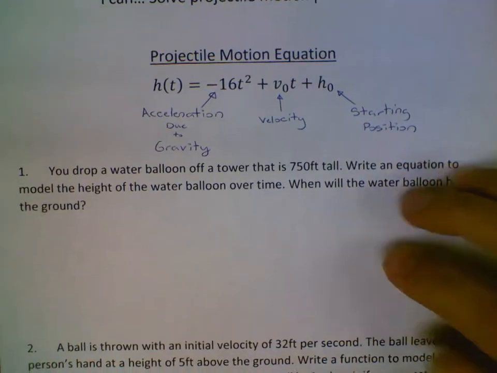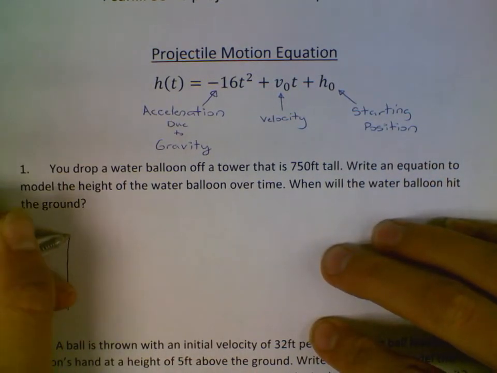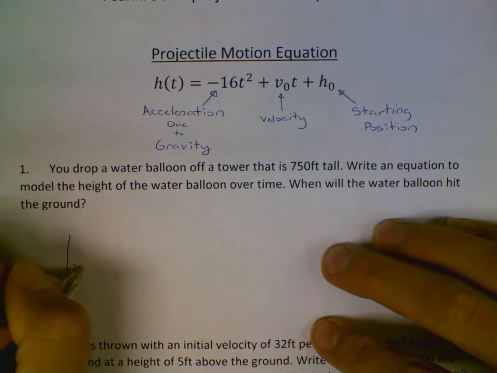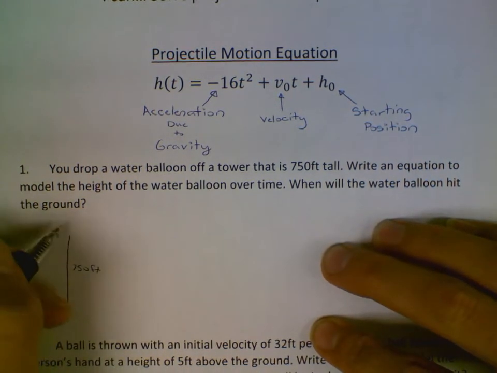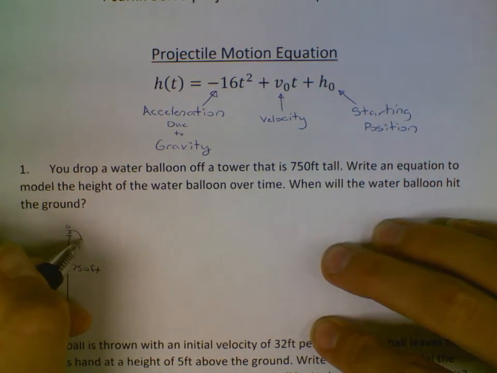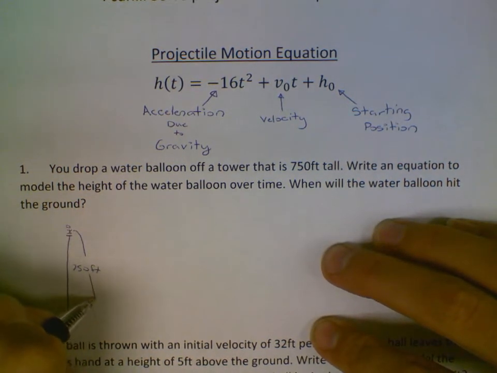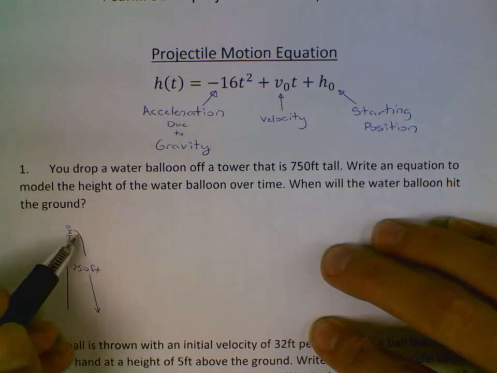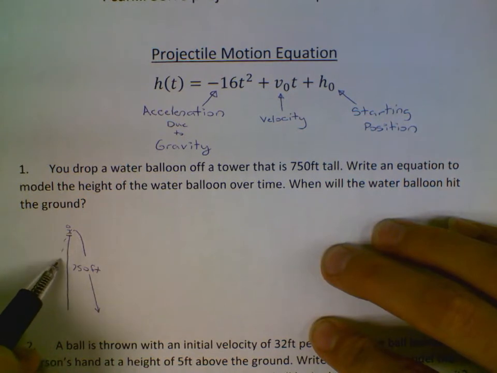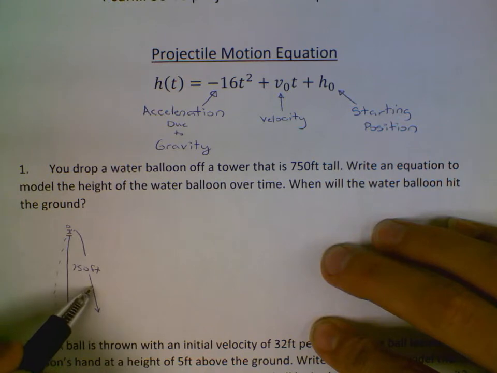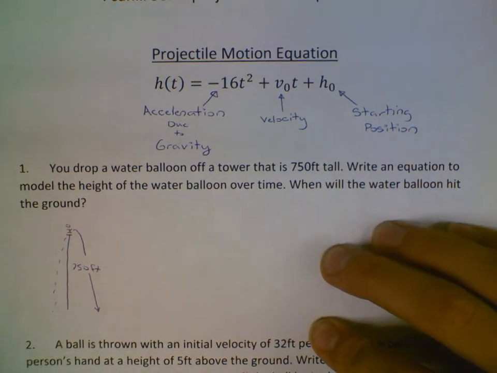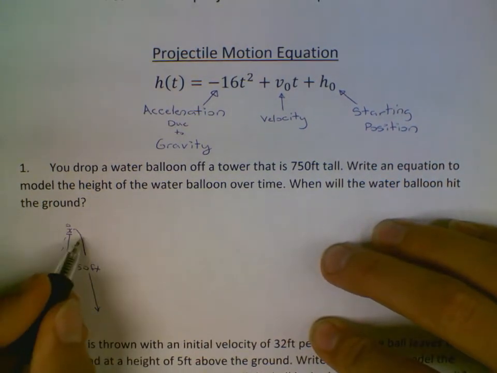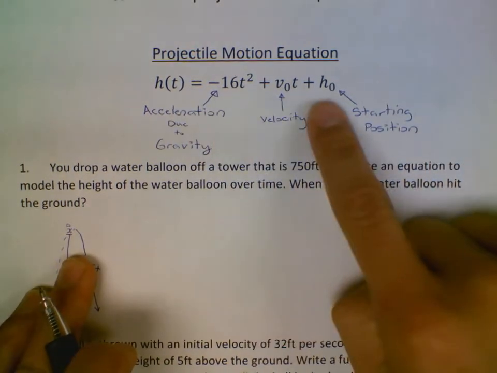So to draw us a little diagram here, picture that there's a tower at 750 feet tall. You're standing at the top of this tower and you drop the water balloon off the tower. Okay, so it's going like this. The first thing I want you to notice is that it's like a parabola, but it's just the half side of the parabola, right? You're at the top. When you drop it, it's going to slowly drift away from you and then just go straight down.